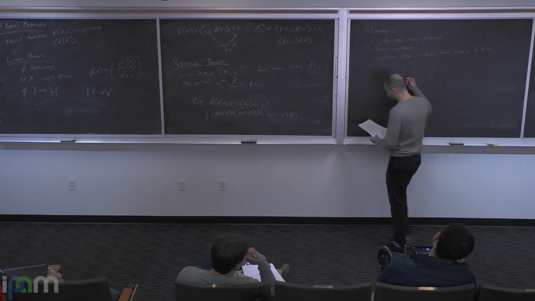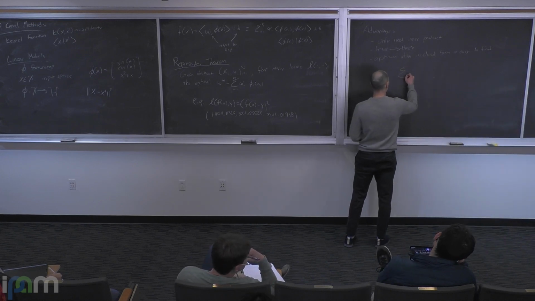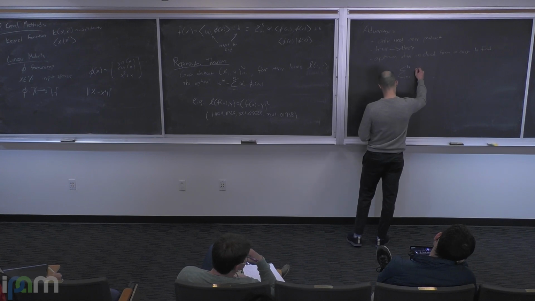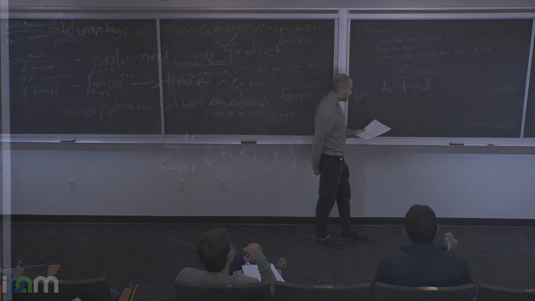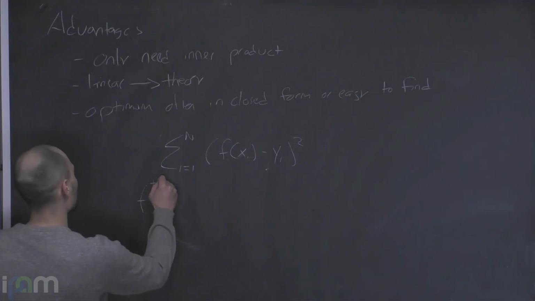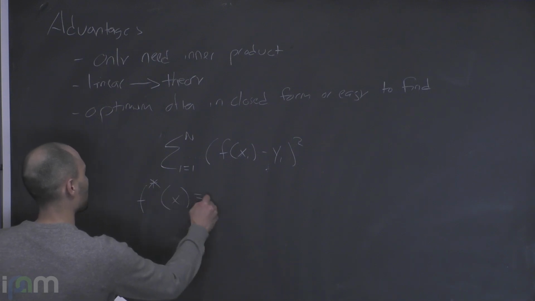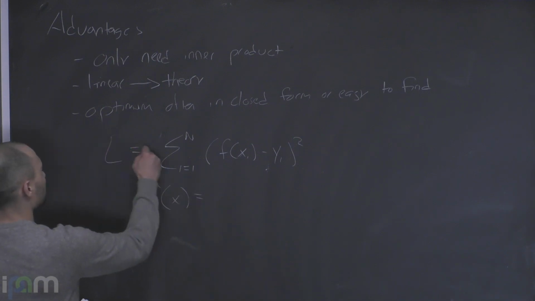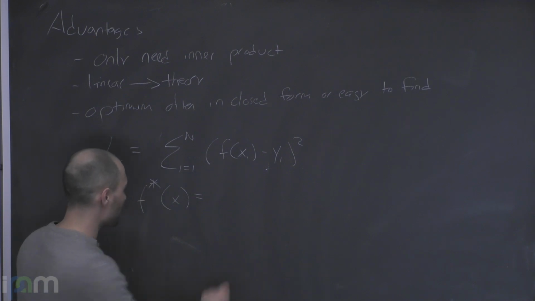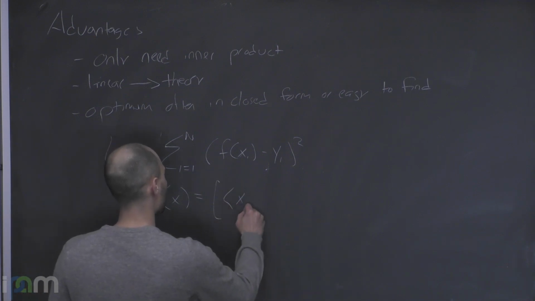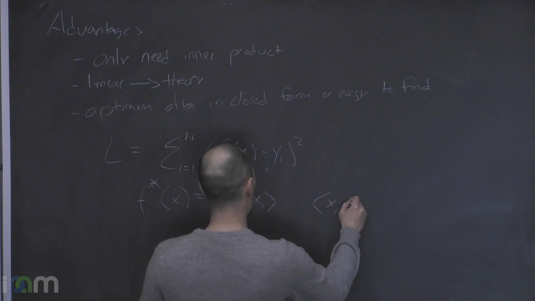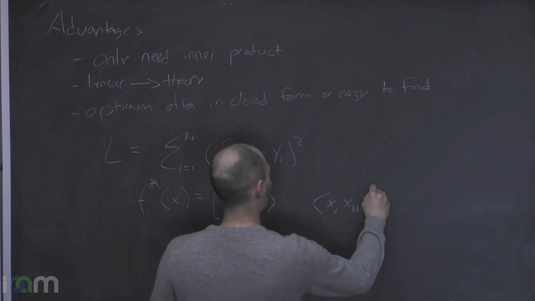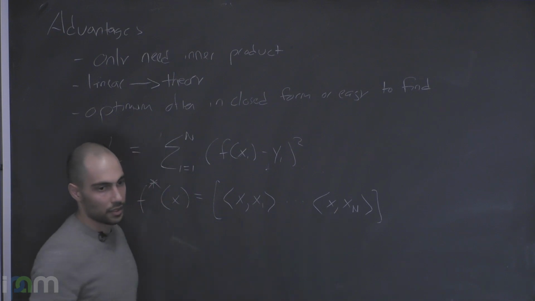What's an example of this? Well, if our loss function is our favorite mean squared error loss, then the optimum is just an equation. So this is our loss, and our optimum is just the following. It's equal to some row vector, which is the inner product with all the n data points.